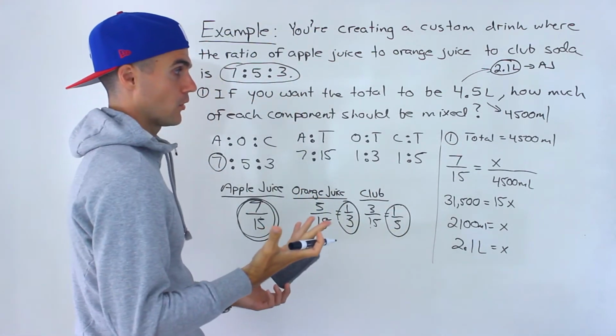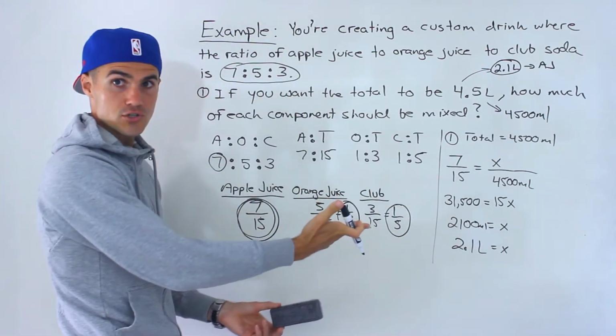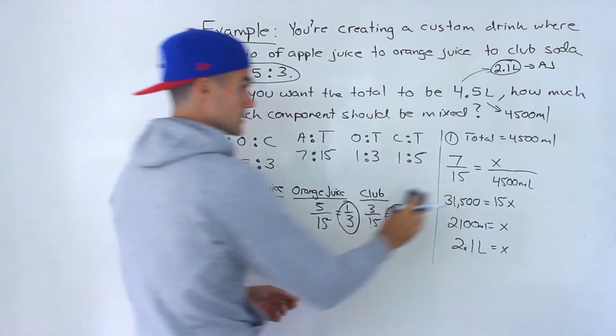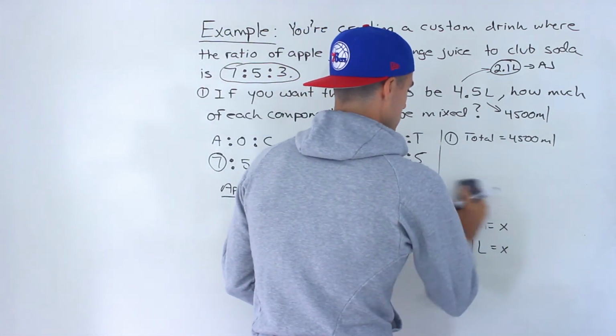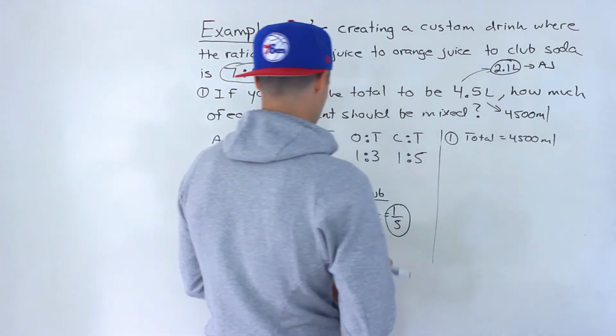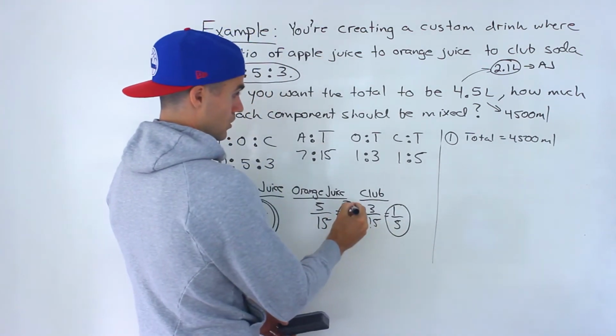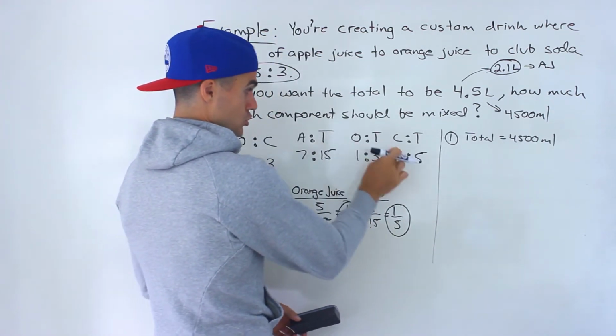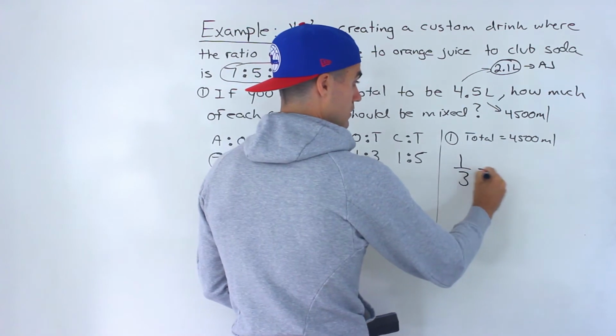Right? So that's one of the components. And so we would go through each of these components separately. So now what we can do is let's find out the amount of orange juice. So we'd go, the ratio of orange juice to the total is 1 over 3.